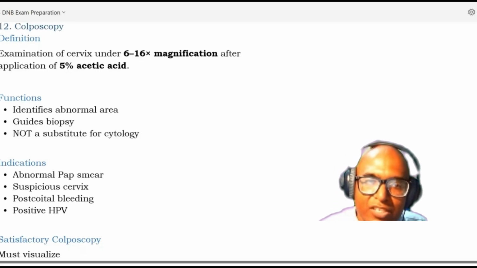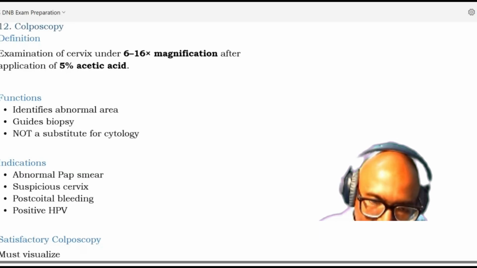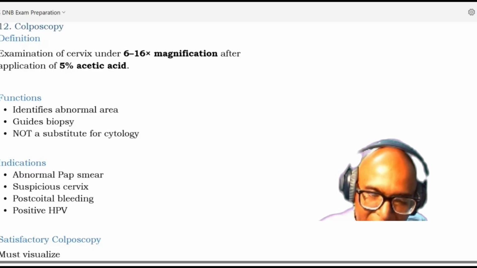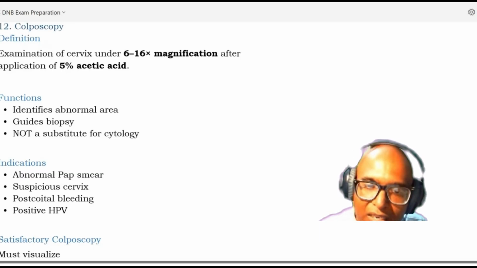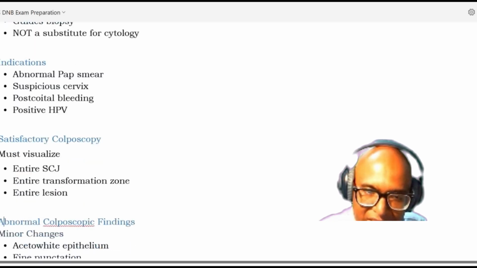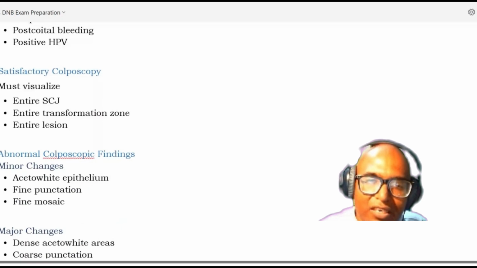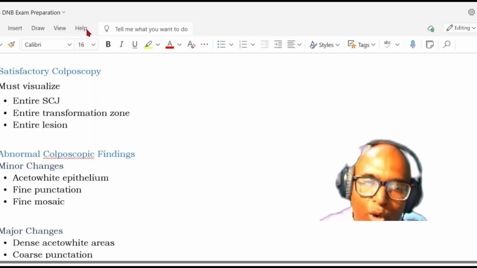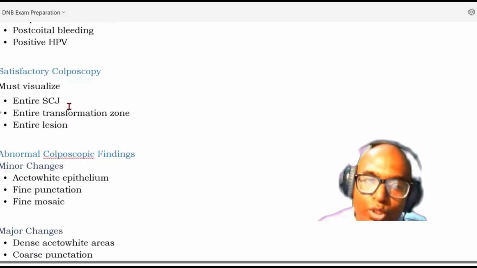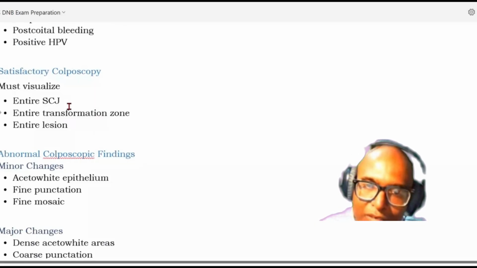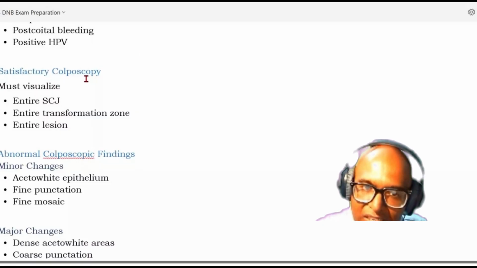Okay, so indications for the colposcopy are abnormal pap, suspicious cervix, postcoital bleeding, and if there is an HPV positive test. Okay, so certain terminology you should know. When will you say that the colposcopy is satisfactory? To say the colposcopy is satisfactory, you should be able to visualize the squamocolumnar junction. Okay, so you should be able to see the entire squamocolumnar junction in the 360 degree.